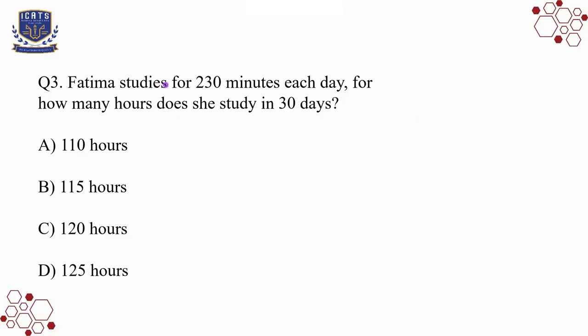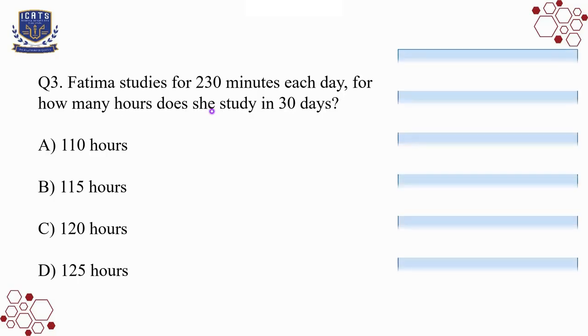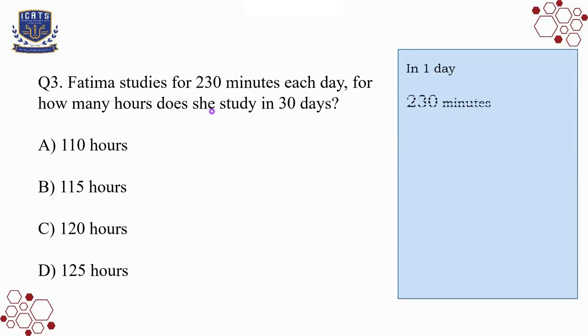Question number 3, Fatima studies for 230 minutes each day. For how many hours does she study in 30 days? Option A is 110 hours, option B is 115 hours, option C is 120 hours, and option D is 125 hours. So Fatima studies for 230 minutes in one day. And to find out for how many hours does she study in 30 days, we will multiply 230 and 30. So first of all, we can write these two zeros as it is in the answer.